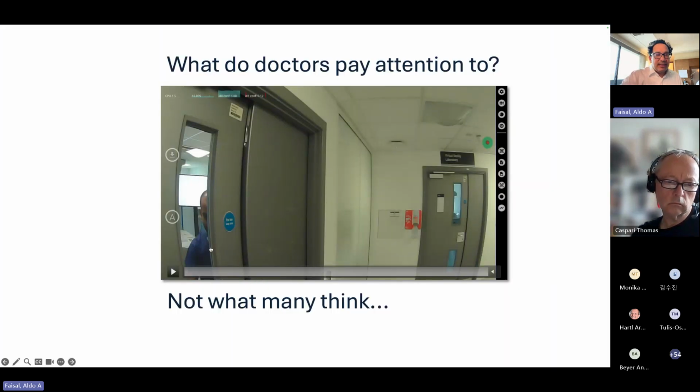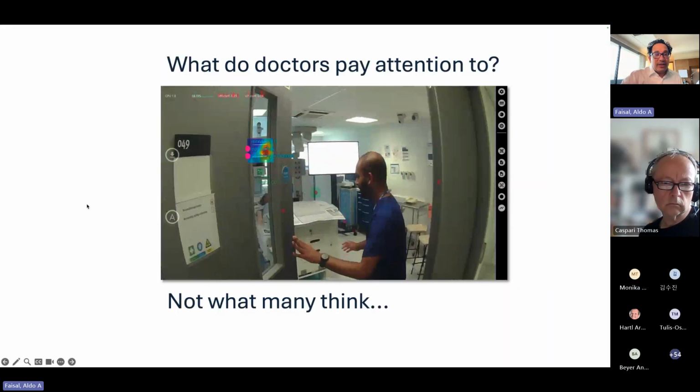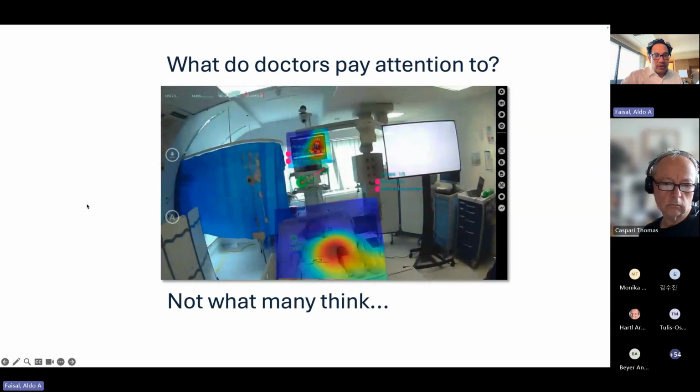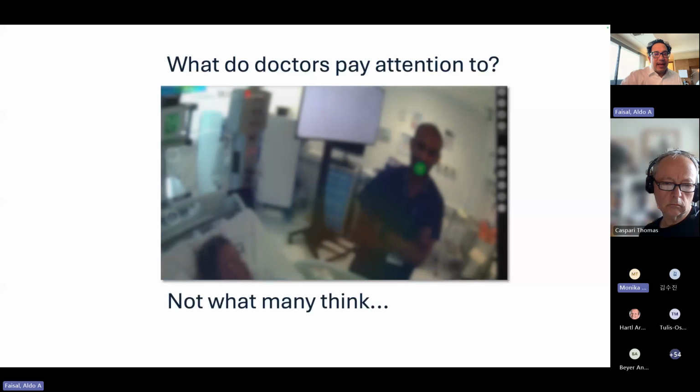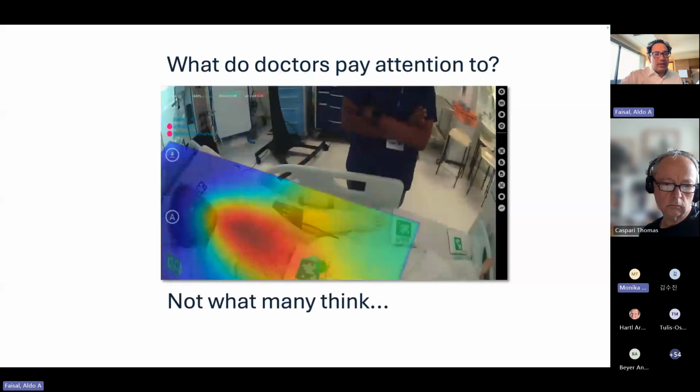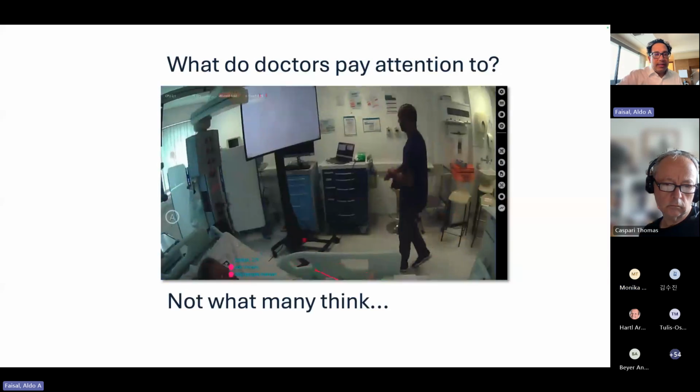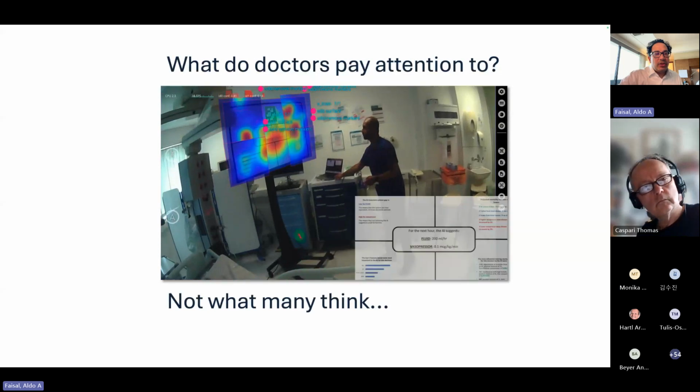Now, the interesting thing is, what I didn't tell you is that we run an eye tracker. So this is actually the eye movements of the doctor. And these colorful things that you're seeing are basically heat maps that tell you where exactly the doctor is looking at any given moment. What is he or she paying attention to?